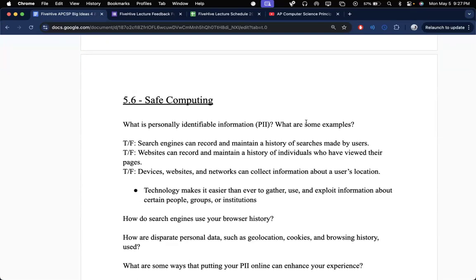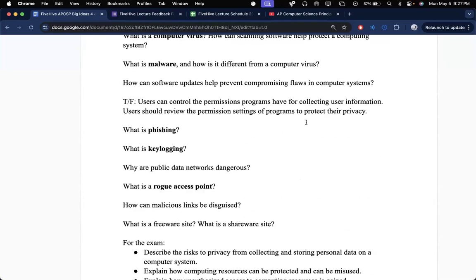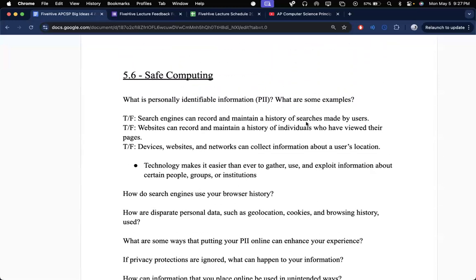So 5.6, safe computing. This is our last topic for the day, but it's a long one. There are 2 pages of stuff, so we'll get through it here. What is personally identifiable information? What are some examples? So what do you guys think? Can you give me some examples of PII?